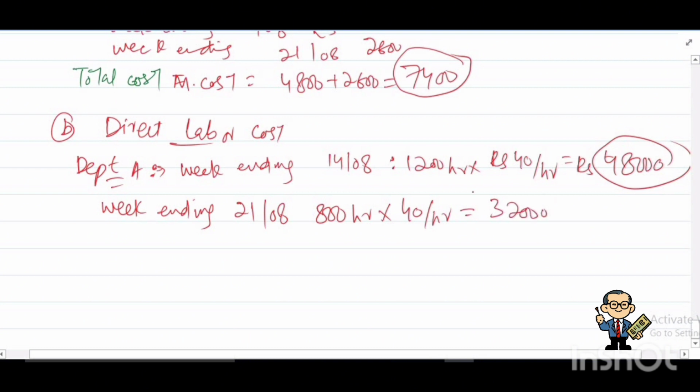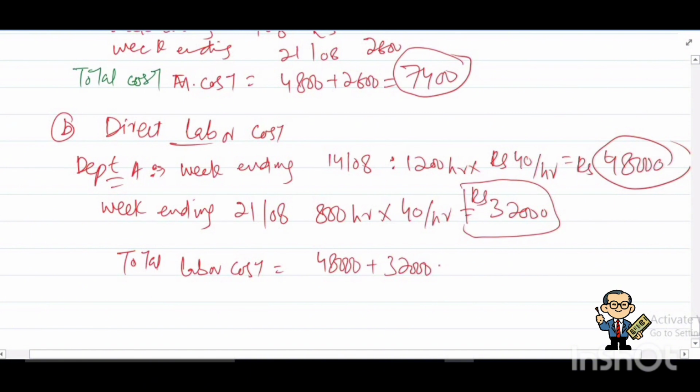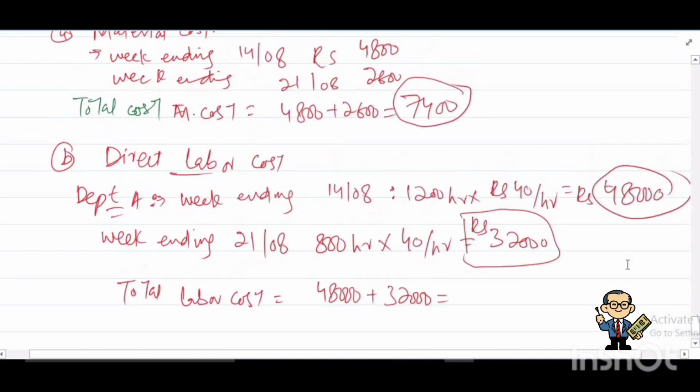32,000. R is 32,000. So this is another figure. Now let's calculate the total labor cost for this department. Total labor cost, it will be 48 plus 32.